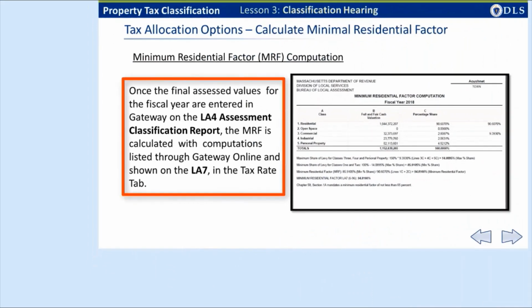You can reference your community's minimum residential factor, or MRF, through Gateway by first entering the LA4 assessments by class on the LA4 Assessment Classification Report. Once the assessed values are finalized and properly classified, you can print the MRF report by accessing the LA7 in the Tax Rate tab on Gateway. Computations of how the MRF formula is calculated is displayed on this report.